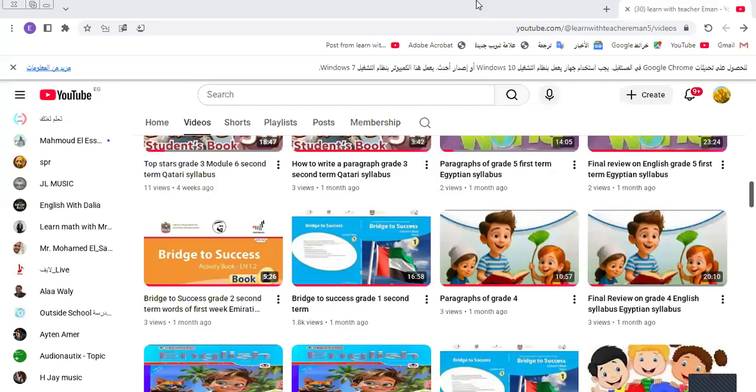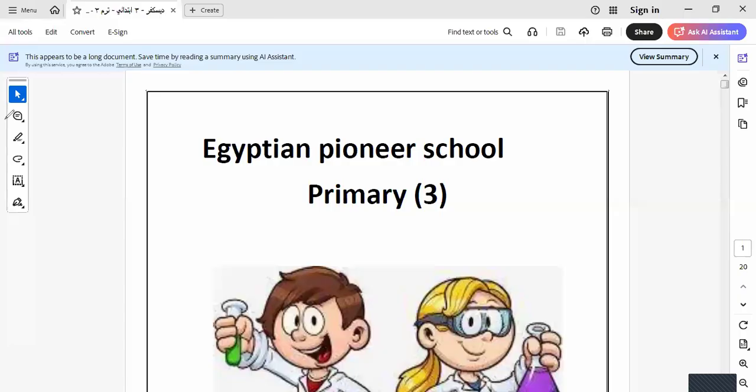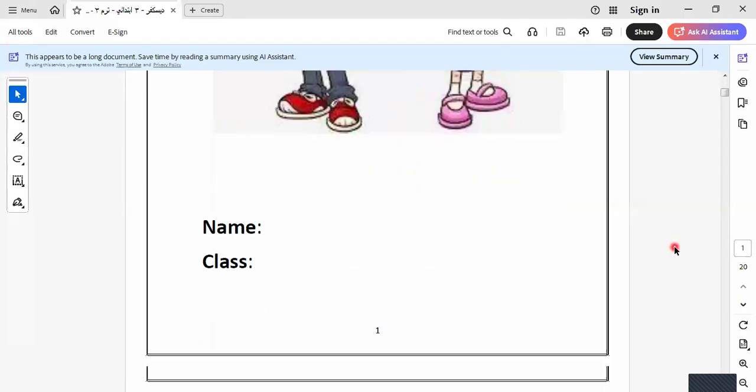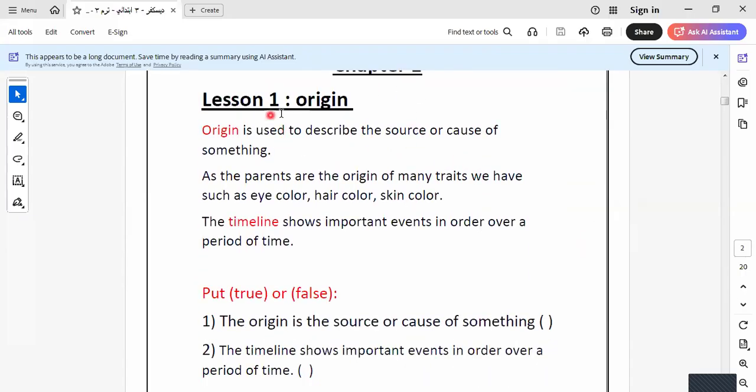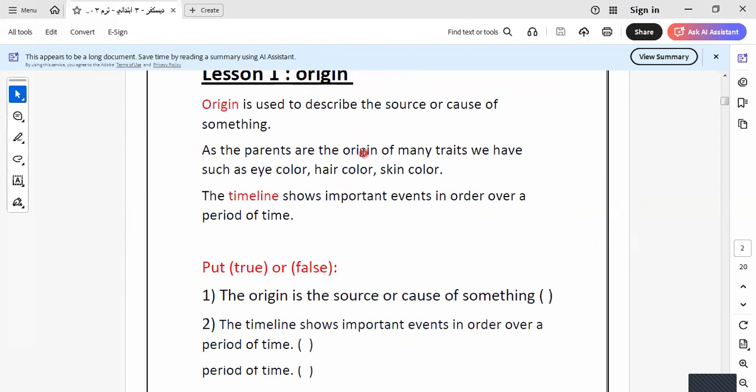Today I will start Grade 3 Discover for second term with the first chapter in theme 3. Here is the first chapter, which is origin. Origin means the main thing or the core of the thing. First of all, I would like to define the origin with you. Origin is used to describe the source or cause of something. We must know this definition.